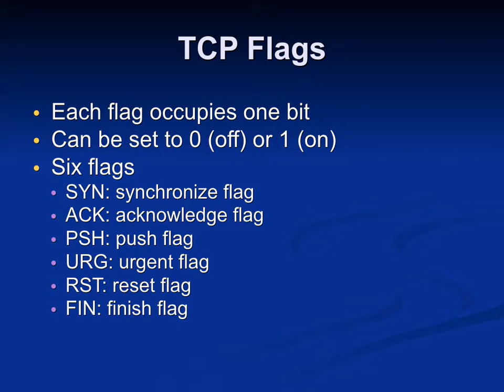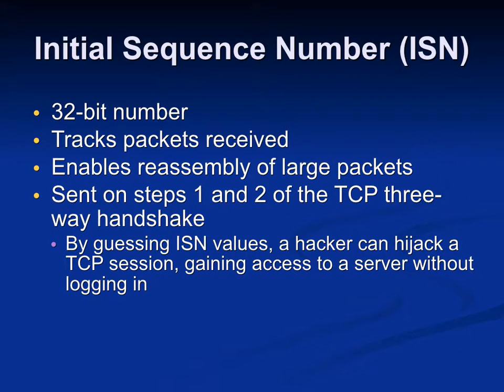So those are the flags, synchronize, acknowledge, push, and so on. The initial sequence number is here. It is there to count the number of bytes that have been transmitted so you can reassemble the data out of all these packets, and if something's dropped, you know what part was dropped, and you just need to resend the packets that were dropped. You don't need to start over and resend the whole thing.